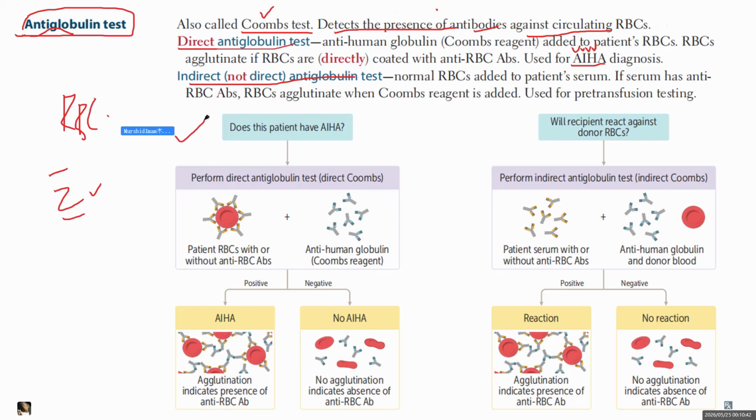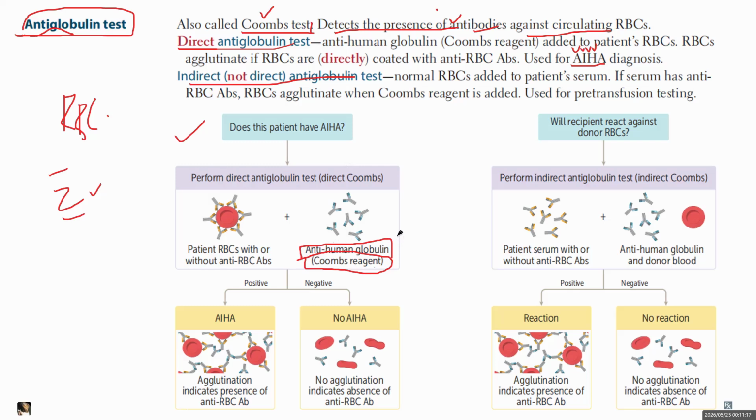Now let's look at the figure at the top. The figure tells us that the antiglobulin test detects the antibodies against the circulating red blood cells. For this test, we use the Coombs reagent, also known as the anti-human globulin. This part is important because the Coombs reagent is not the patient's anti-red blood cell antibody. Instead, it is an antibody against human antibodies.